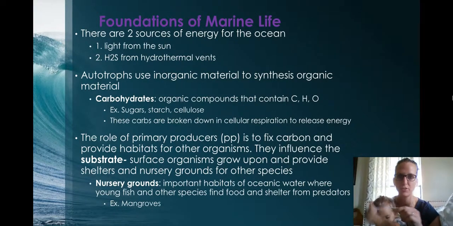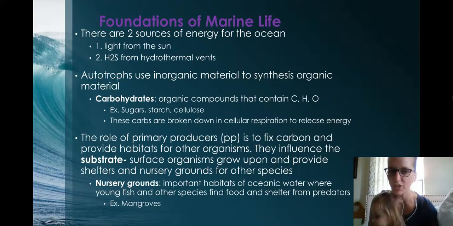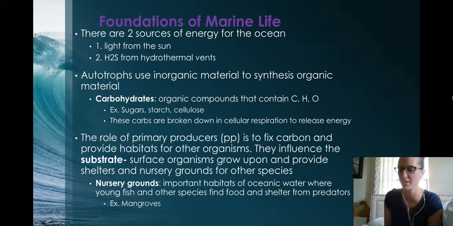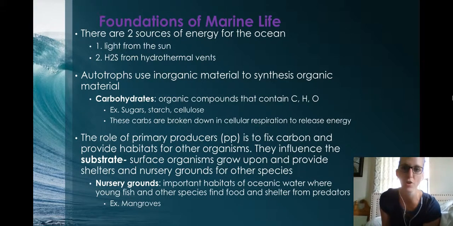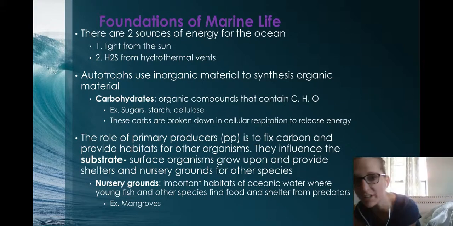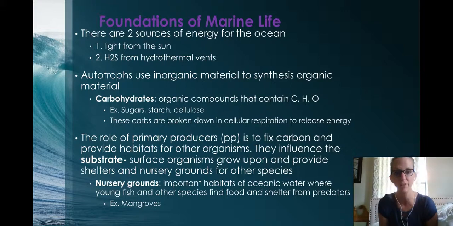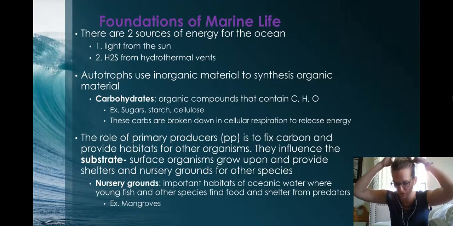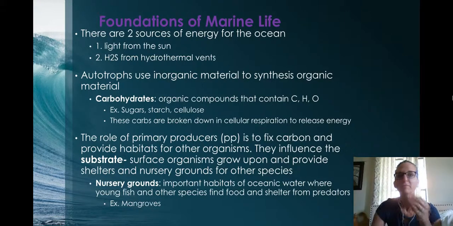All right. So there's two main sources of energy for the ocean. We've gone over this extensively in chapter 3. There's light from the sun, and then there's hydrogen sulfide from hydrothermal vents. Autotrophs are organisms that are going to use inorganic material like water and carbon dioxide and sunlight and hydrogen sulfide to synthesize organic material like carbohydrates. And organic is anything that we can gain chemical energy from.